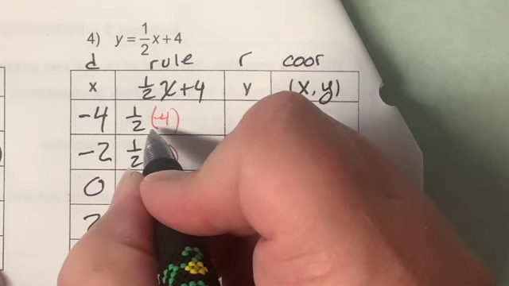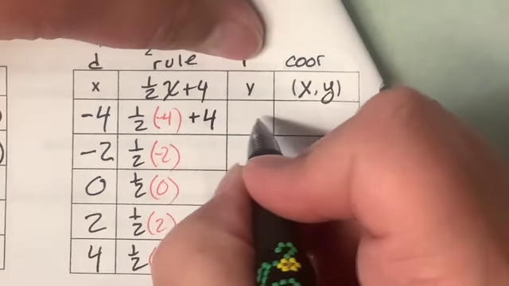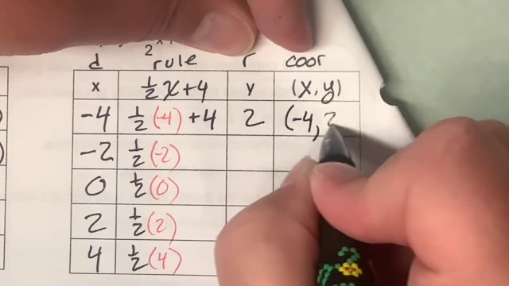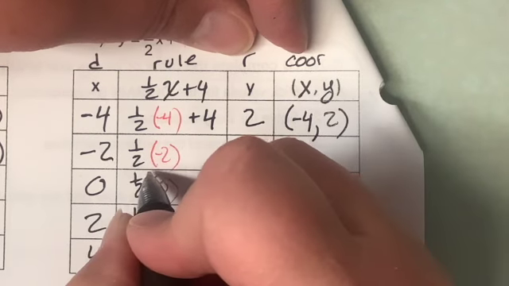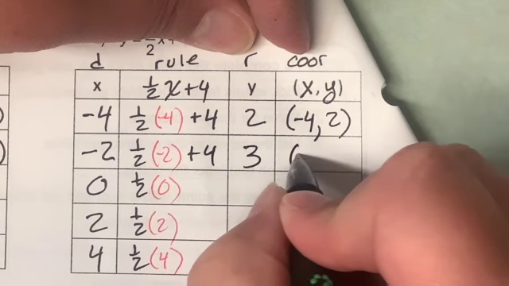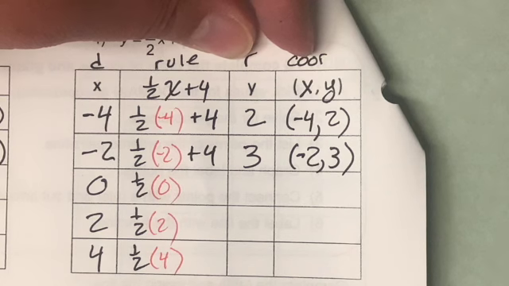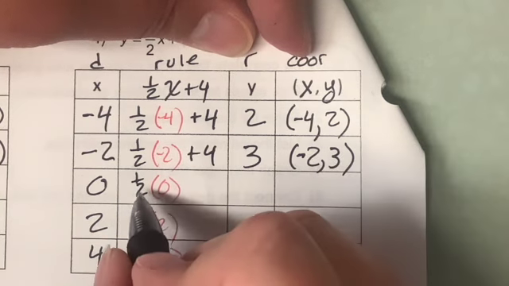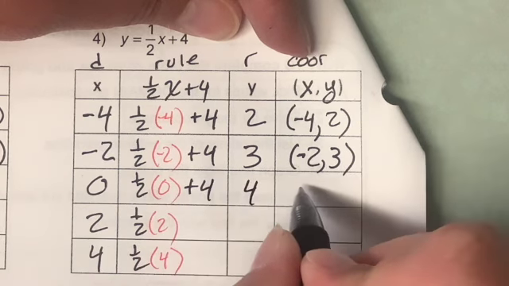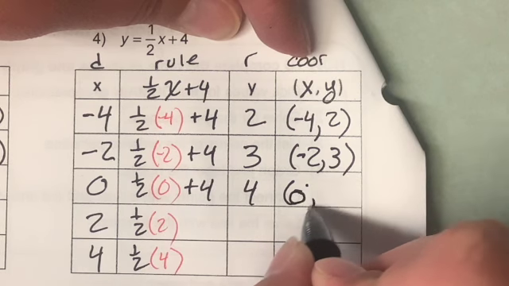1/2 of negative 4 is negative 2, plus 4 is 2. So my coordinate is negative 4, 2. 1/2 of negative 2 is negative 1. Negative 1 plus 4 is 3. So negative 2, 3. Again, if you can't do these without a calculator, it's fine. Go get a calculator. 1/2 of 0 is 0, plus 4 is 4. Oh, sorry, not negative, just 0, comma 4.